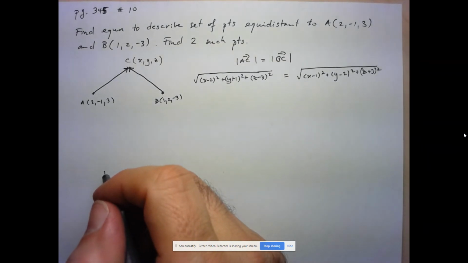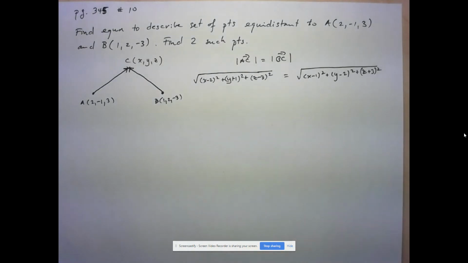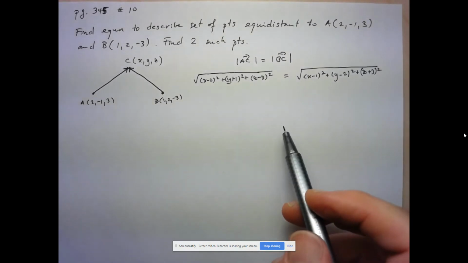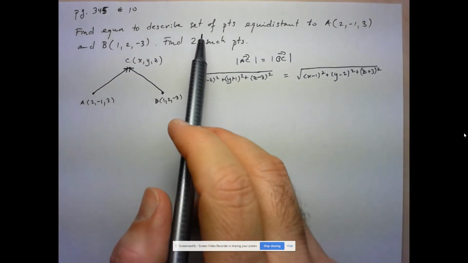Now it doesn't look like we're going to be able to solve for exact values of x, y, and z. It looks like we're probably going to have these variables in my final solution, but that's what they seem to indicate, that we're looking for an equation to describe this set of points.